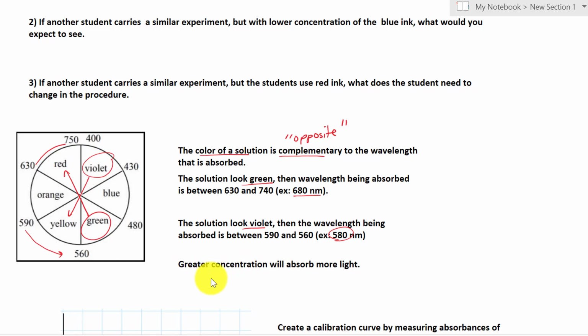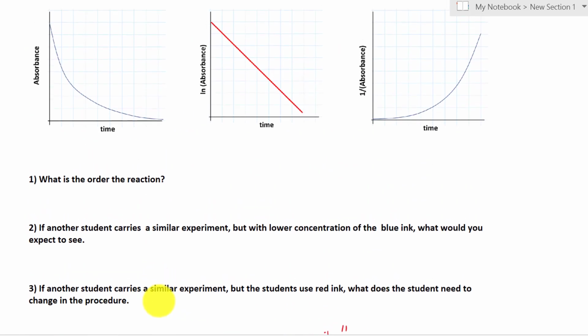And one last thing we need to remember is that greater concentration will absorb more of the light. What is greater concentration? We are talking about more particles in the solution, because those particles or ions are absorbing the light in the solution. Now let's go back and look at some example problems.